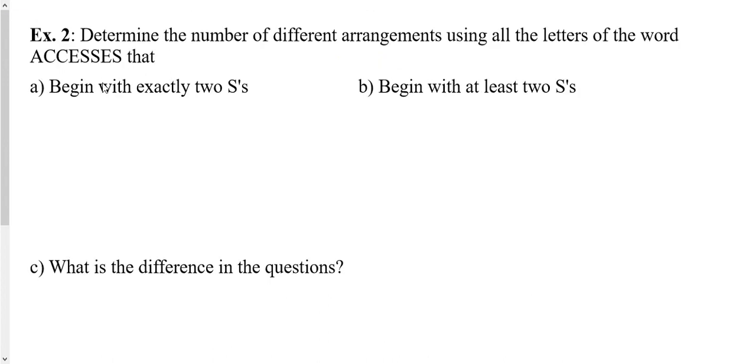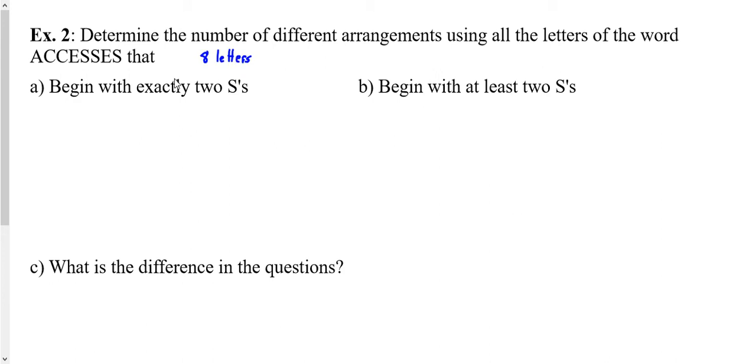In example 2 here, we have determined the number of different arrangements using all the letters of the word accesses that begin with exactly 2 S's. Well, how many S's do we have in total? We have 3 S's. How many letters do we have in total? It looks like we have 3, 6, 7, 8, 8 letters in total. So I'm going to do a quick note, 8 letters. So we have 8 letters in total. That's just a quick side note there.